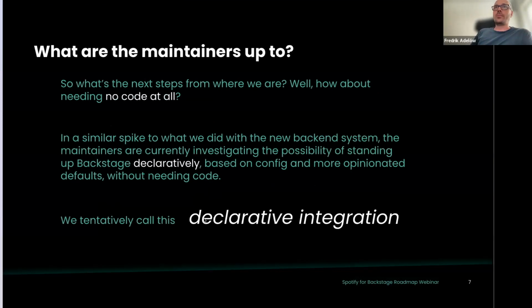So what are the next steps then, based on where we are? Well, we are trying to get to a point where you need no code at all. So in a similar spike to what we did with the new backend system, we are investigating among the maintainers now what it would look like if we made it possible to stand up Backstage declaratively, purely. That is based on config and using opinionated defaults without needing code. And we tentatively call that declarative integration.